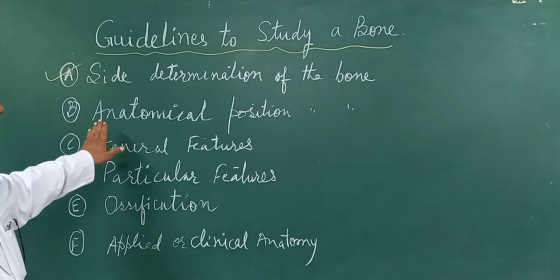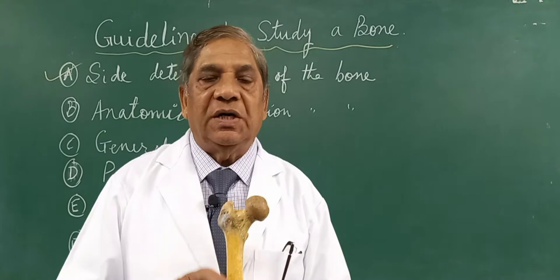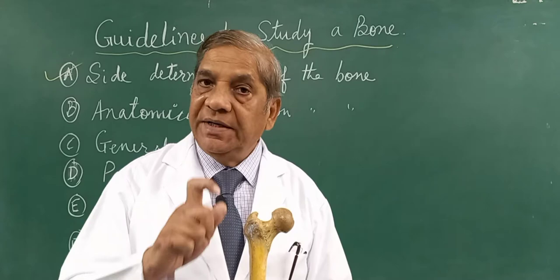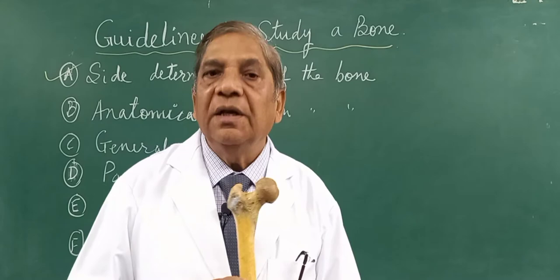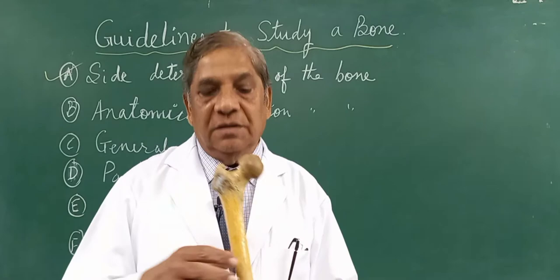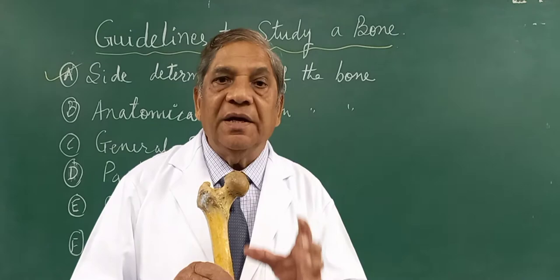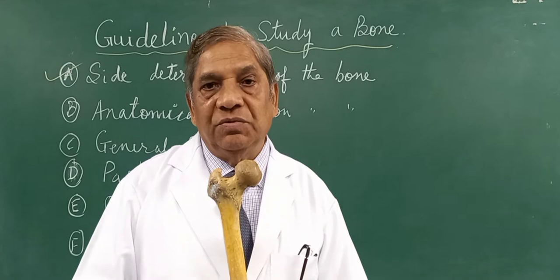Okay, let's come to the second point. The second important point after you have determined the side is the anatomical position. Each and every bone, each and every organ of the body, before you start studying them, should be kept in anatomical position. Why it has to be kept in anatomical position, I have explained in great detail in the general anatomy videos. Because when you are learning from the textbook, they consider that organ or that bone as if it is placed in anatomical position, and then all the relations of the blood vessels, nerves, and attachments of muscle are described thinking that the bone is in anatomical position.